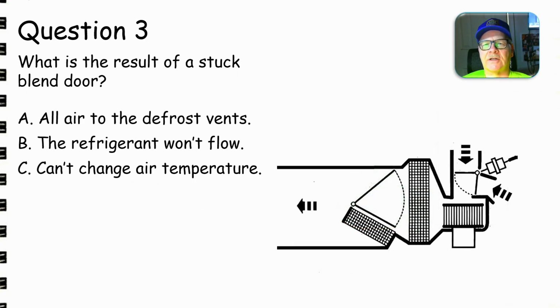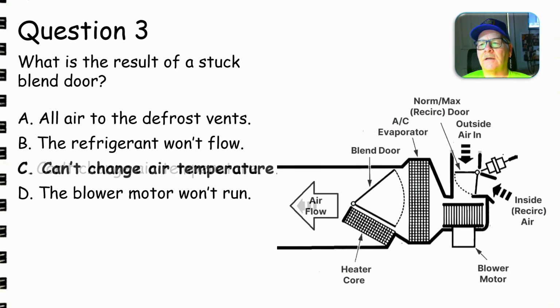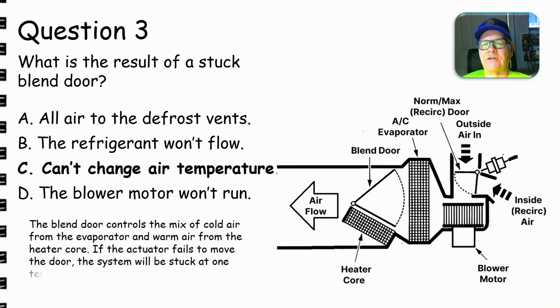Question 3, what's the result of a stuck blend door? All air to the defrost vents, the refrigerant won't flow, can't change air temperature, or the blower motor won't run. Well, this is basically you can't change air temperature.